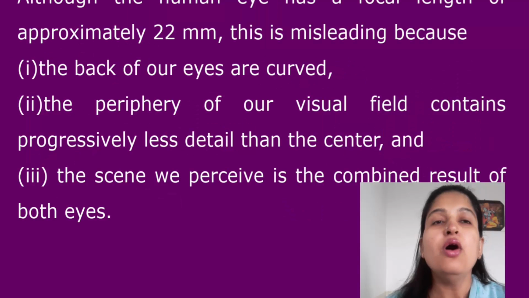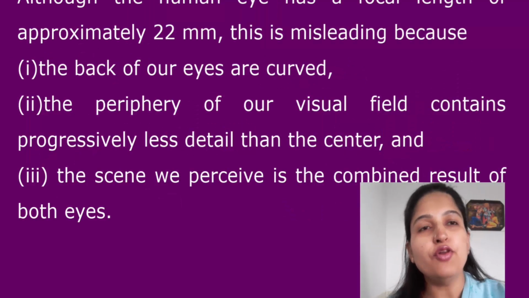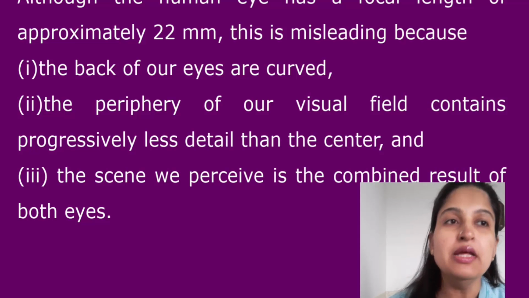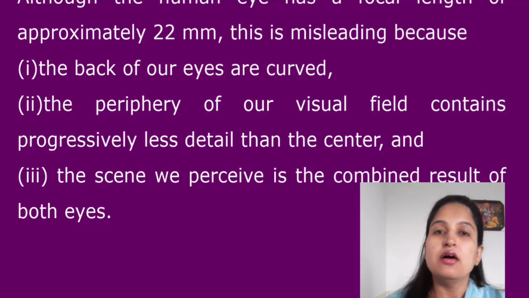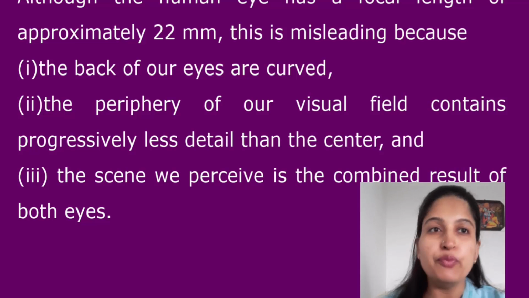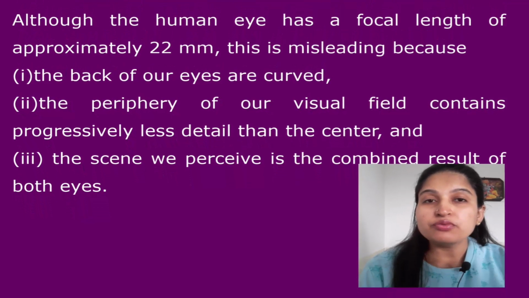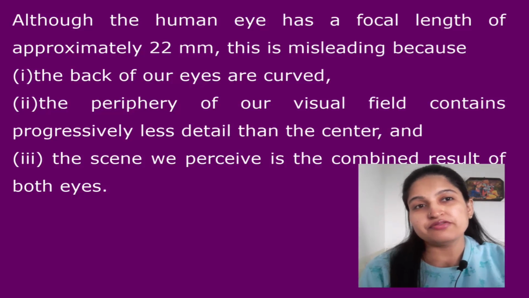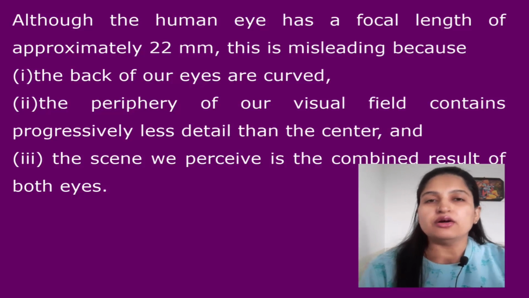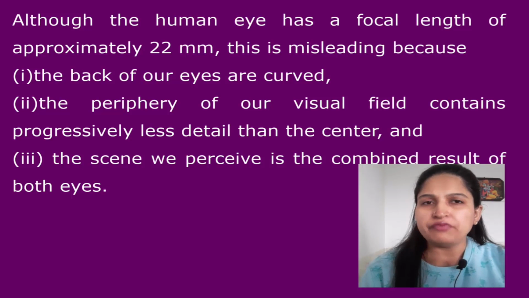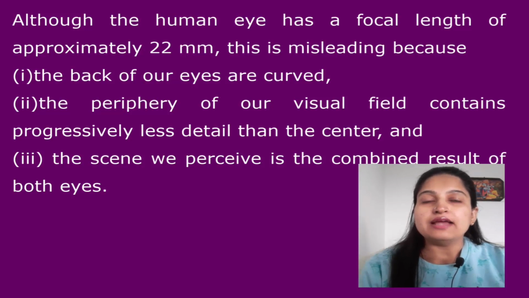Fine. Now, although the human eye has a focal length of approximately 22 mm, this is misleading, because we are able to change the focal length of our eyes regularly as per our choice. So the back of our eye is curved. Literally the shape of the human eye is almost spherical, so it is not possible to take the exact measurement of the focal length of our eyes. Fine. So the back of our eyes is curved.